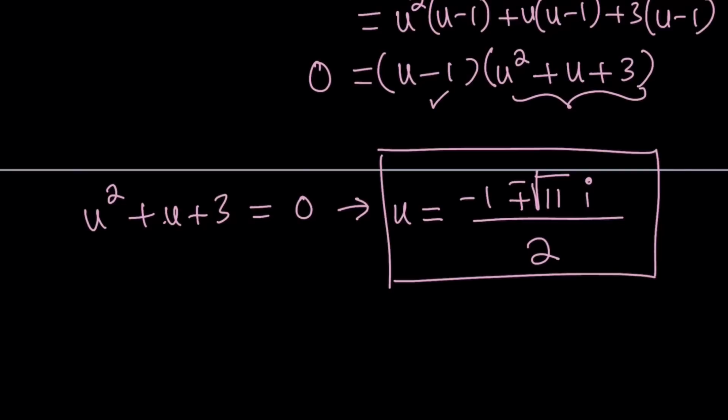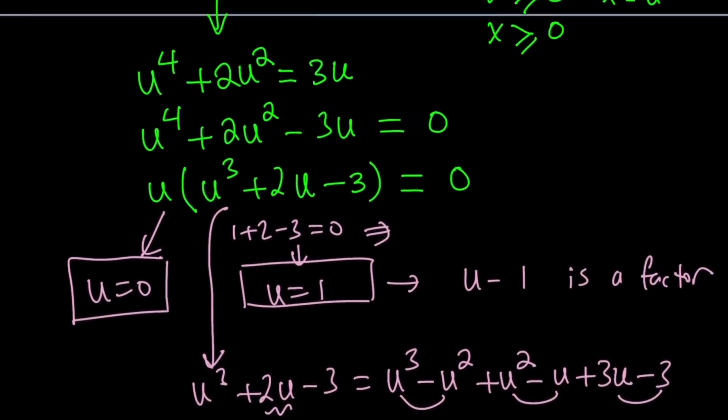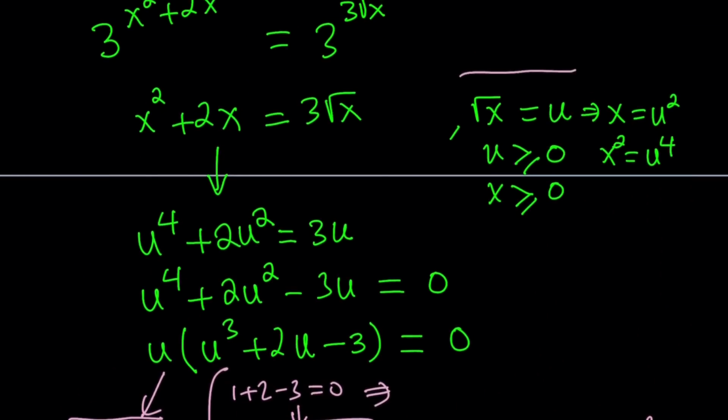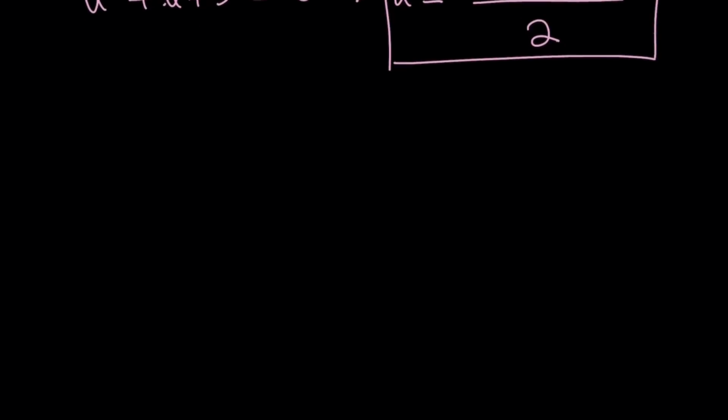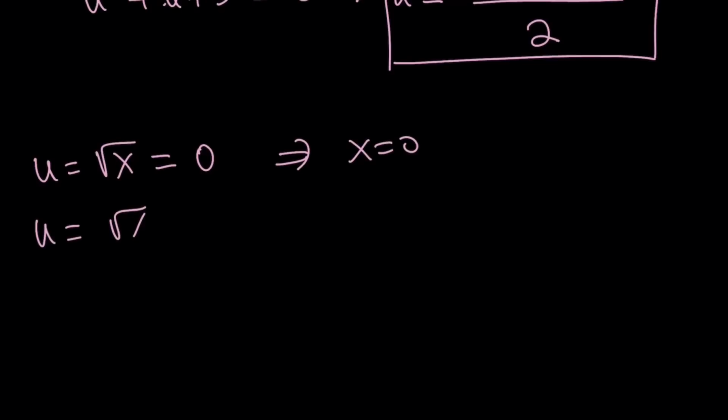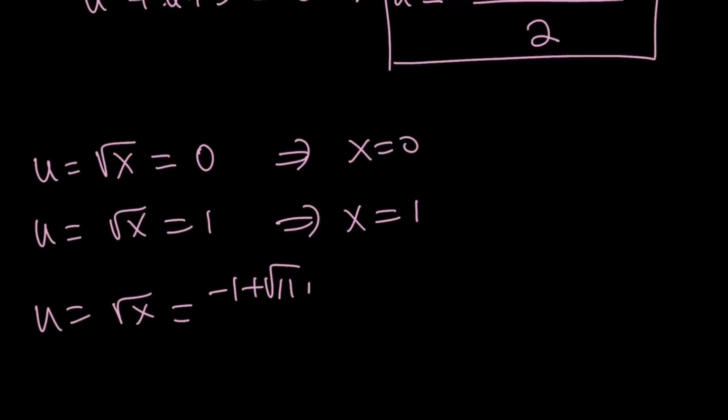But that's not the end of the story, because these are u values. And how do we convert? We know that square root of x is equal to u, so we're going to set each u value to square root of x. So for example, if square root of x is equal to 0, this means x is equal to 0. If square root of x is equal to 1, this means x is equal to 1. And if square root of x is equal to, let's say, negative 1 plus square root of 11i over 2, then from here we can find x by squaring both sides.